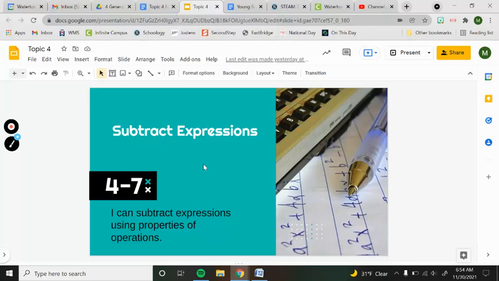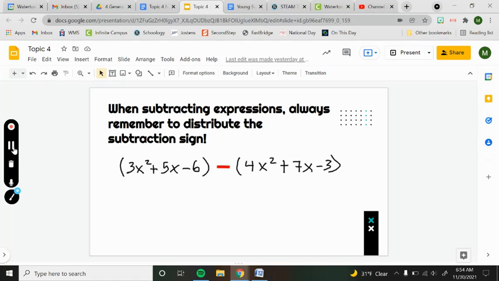Okay. So as I am going through the video, feel free to pause. Make sure you're writing down everything that I am writing down and following along with the notes just like you would if we were in normal class and I was there. Okay, so the first thing is the objective. I can subtract expressions using properties of operations. So get that written down.